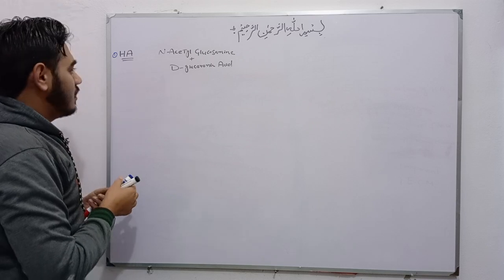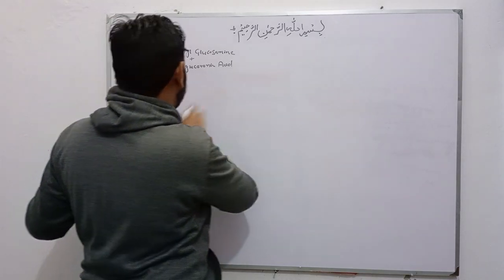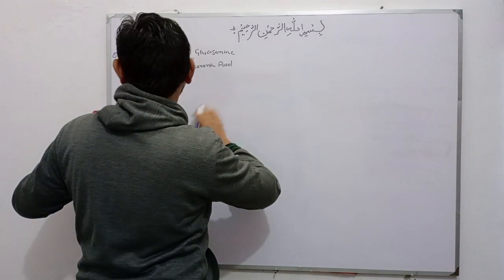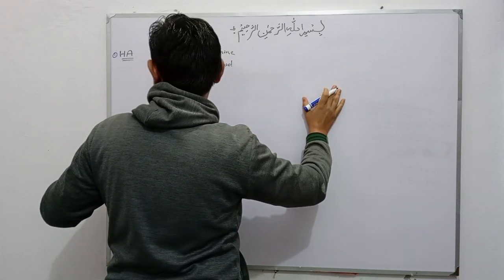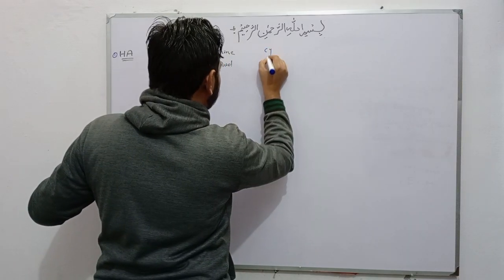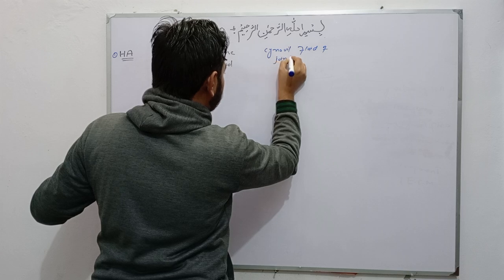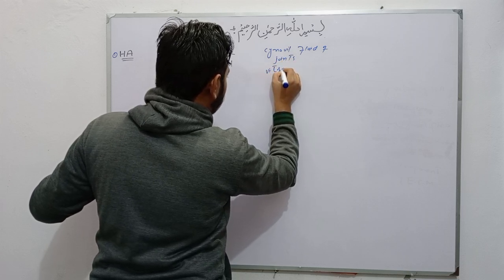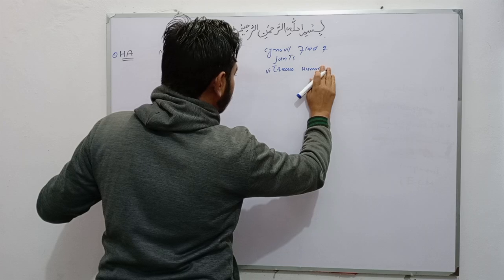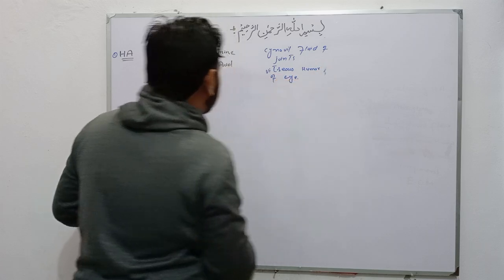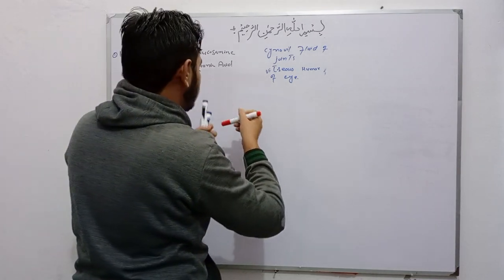Okay, students, and this hyaluronic acid is present in the synovial fluid of joints and vitreous humor of the eye. This hyaluronic acid is present in the synovial fluid of joints and vitreous humor of the eye.